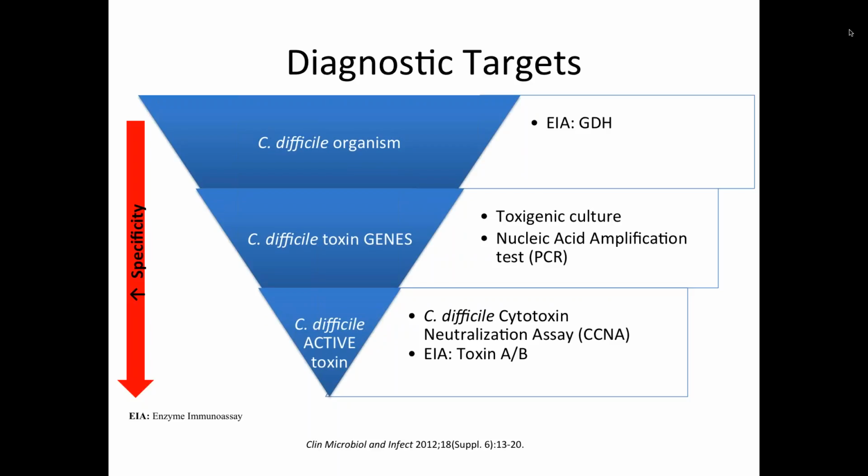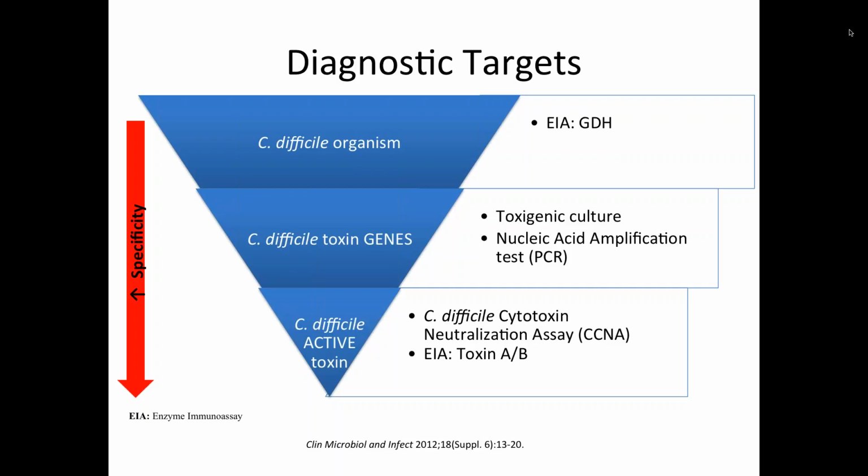So tests that specifically look for the presence of C. diff organism would be an antigen-based test that looks for glutamate dehydrogenase, or GDH. And we'll talk about each one of these tests in a second. There's tests that look for the presence of C. diff toxin genes, and it's toxigenic culture, which actually is considered a gold standard but is not readily available. And then, of course, we have our PCR test.